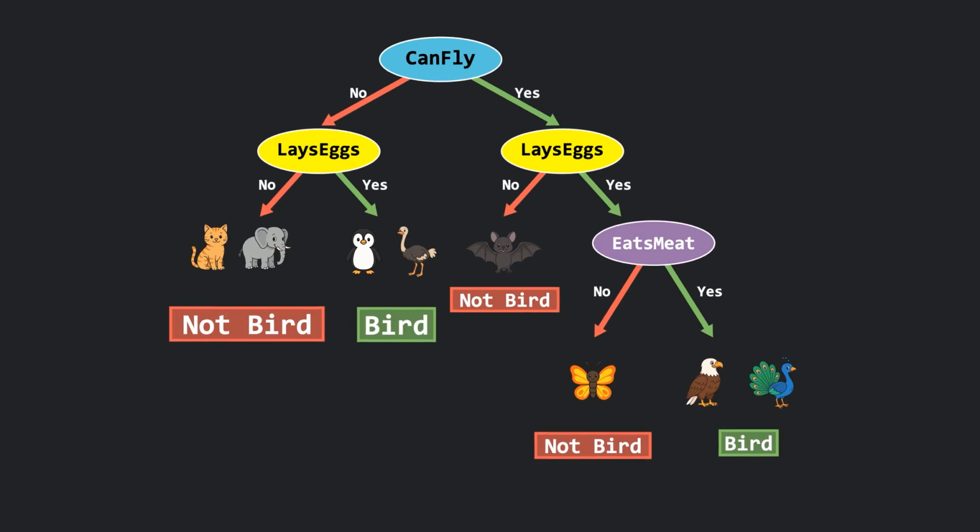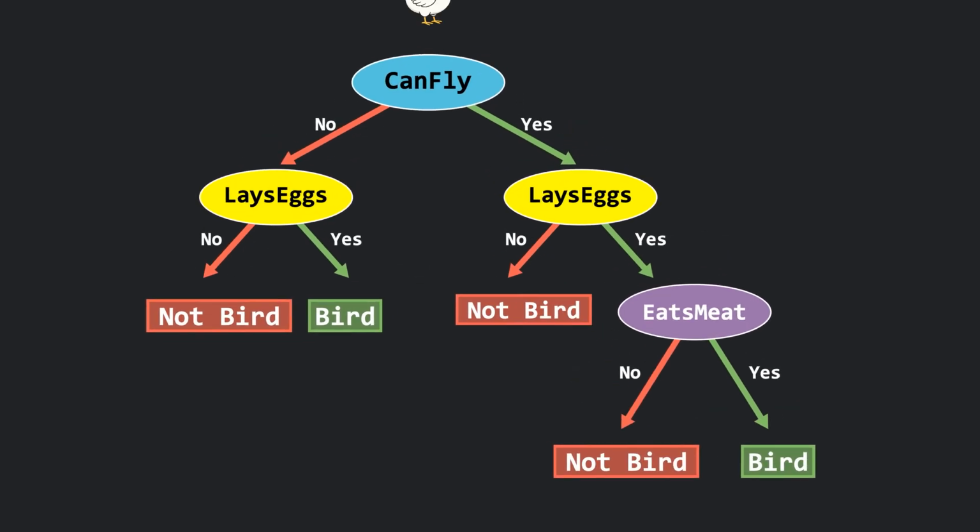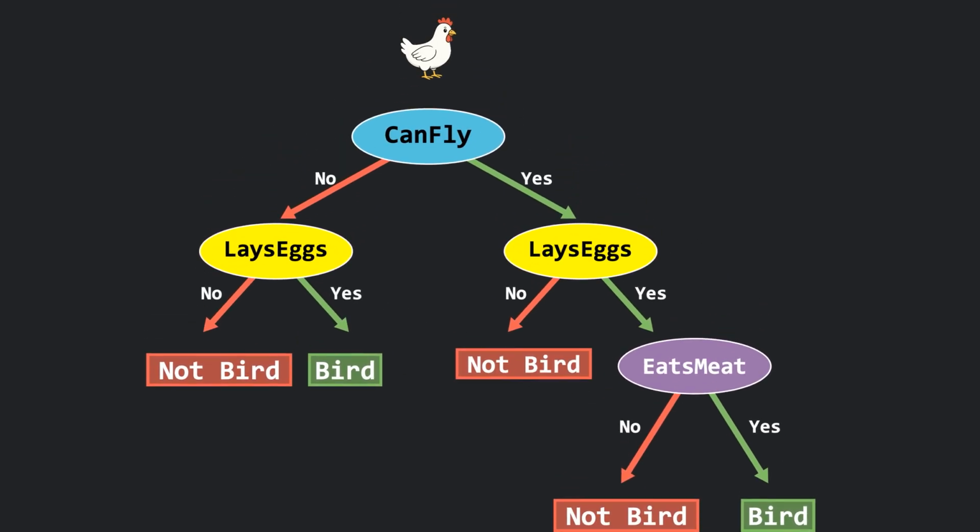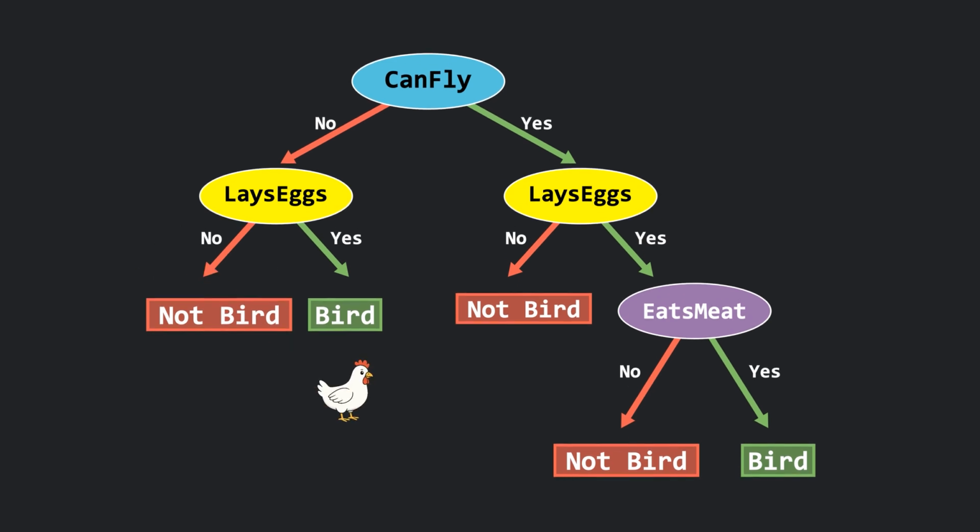To test it, let's take a chicken as an example. First question, can chicken fly? No. Second, does it lay eggs? Yes. So, the tree predicts bird. Our tree has just passed the test. And that's essentially how a decision tree works: keep asking feature-based questions until the groups are separated.